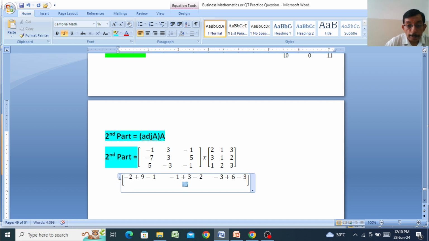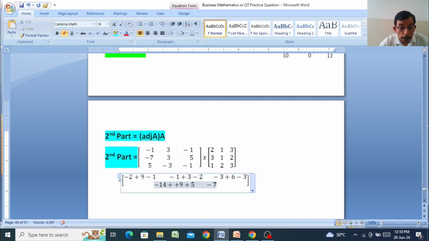Second row multiply the first column by the corresponding elements. -7 multiplied by 2, the result is -14. Note down -14. After that, 3 is multiplied by 3, then the result is 9. And 5 is multiplied by 1, the result is +5. -7 is multiplied by 1, the result is -7.